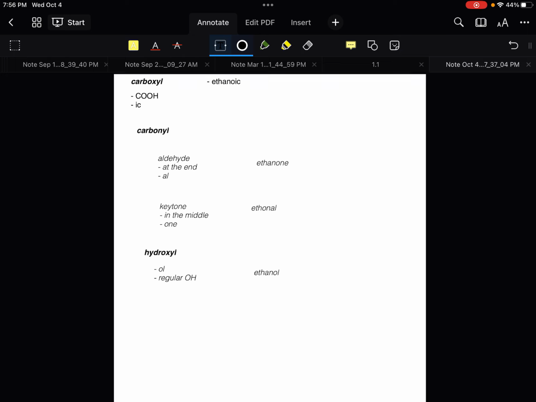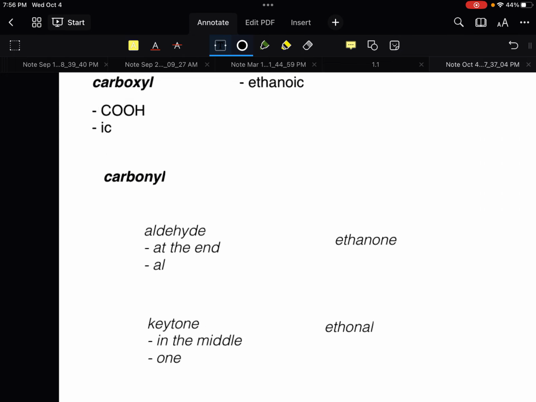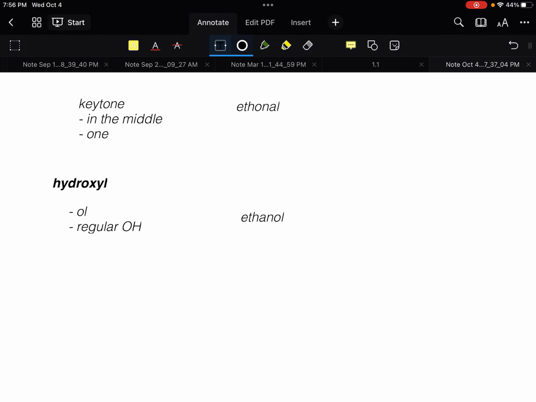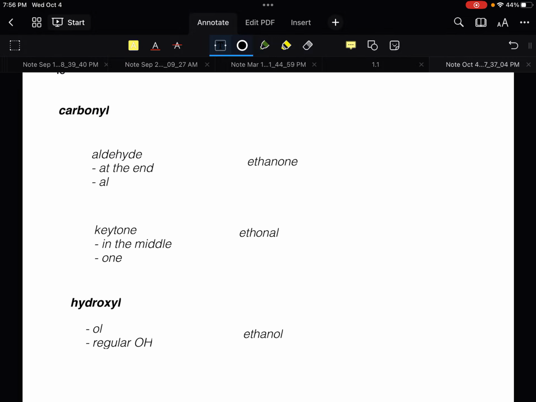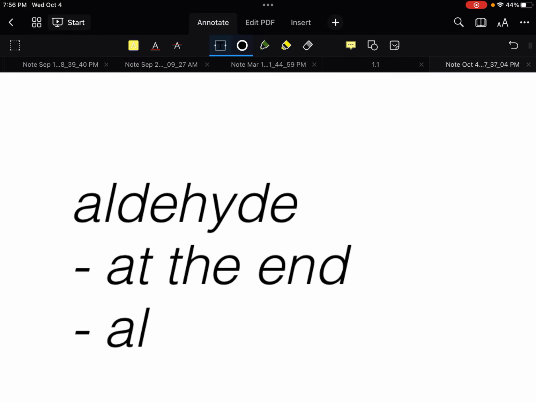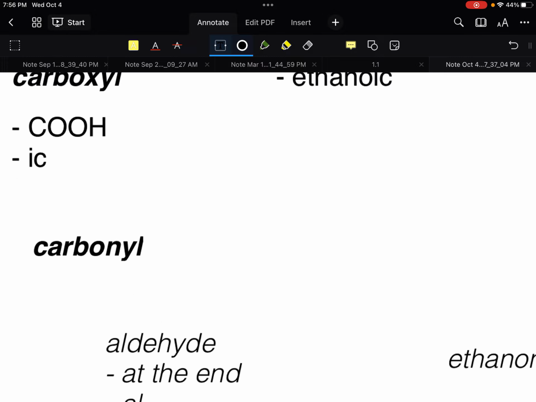Let's hit it. Okay, so we have 3 different types. We have a carboxyl group, we have a carbonyl group, and then we have a hydroxyl group. The carbonyl group has 2 functional groups in it: aldehydes and ketones. Okay, so let's go through the examples right now.